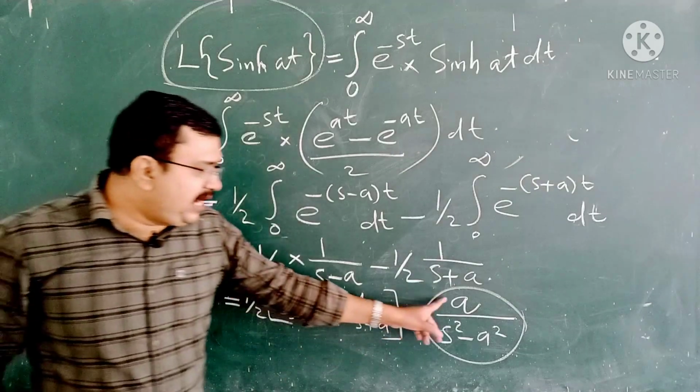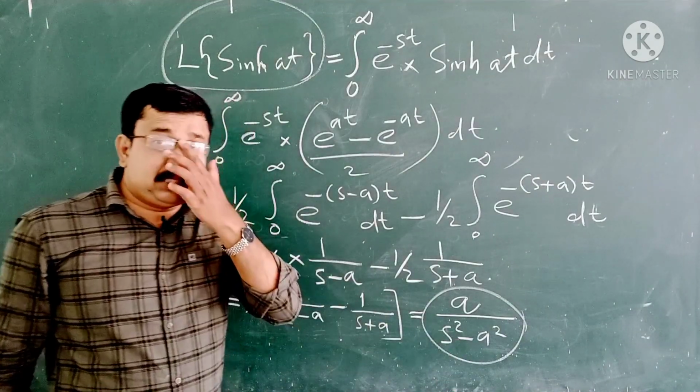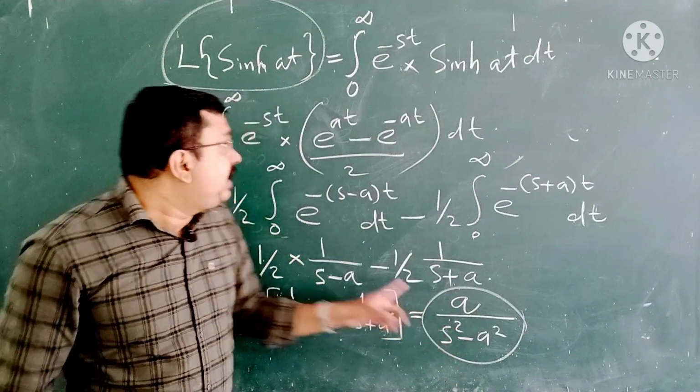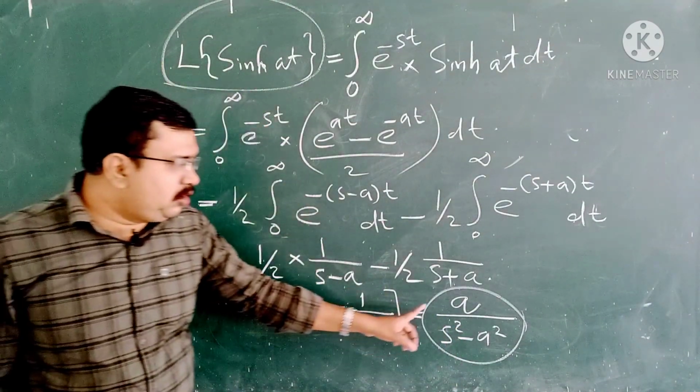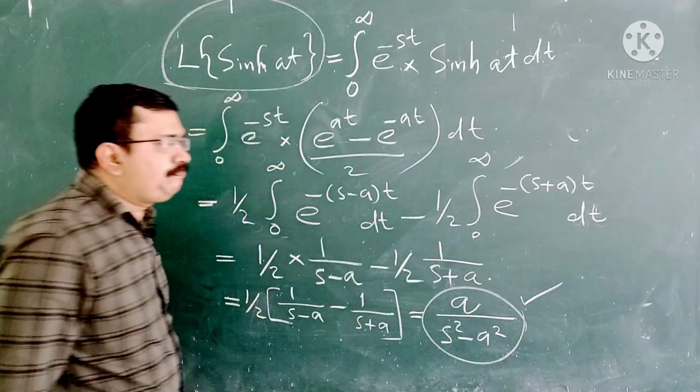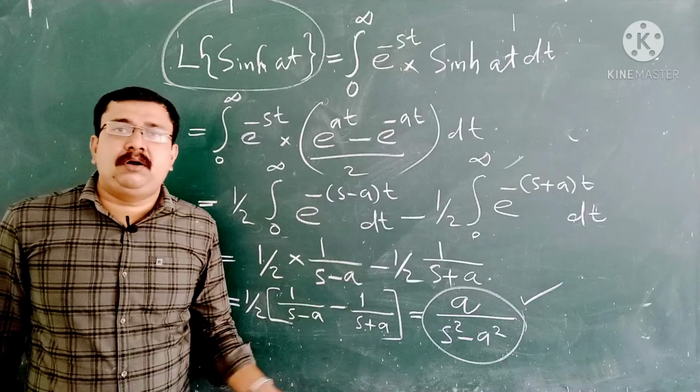Remember that L of sin h at is equal to a by s square minus a square. Okay. Please write down on your notebook.